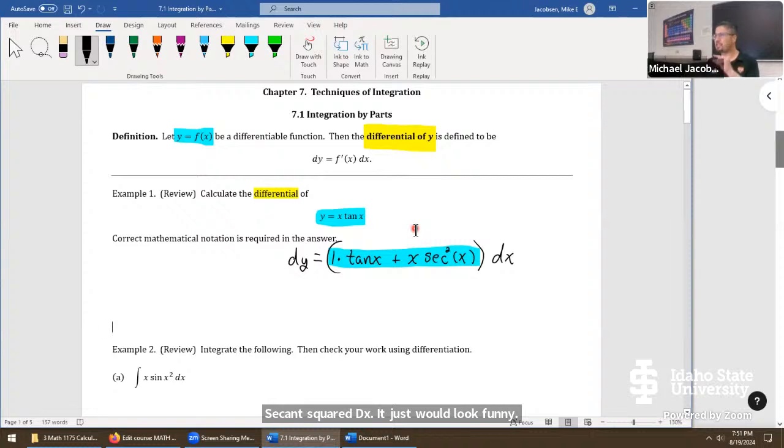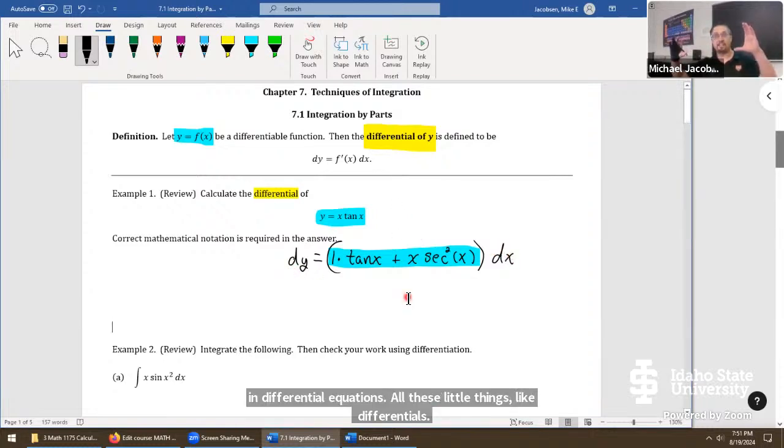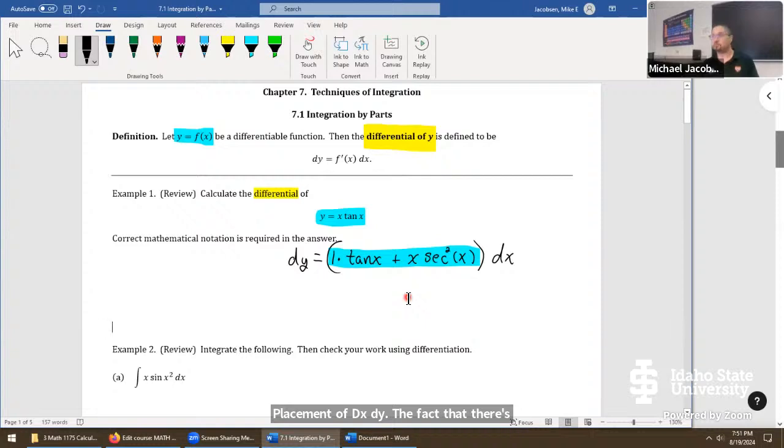These things seem like small issues, truly, until we get into differential equations in chapter 9. Suddenly in differential equations, all these little things like differentials, placement of dx, dy, the fact that there's parentheses, they really do matter. And so we'll make a big deal out of them as we are looking at these small minor issues. But I like what you said earlier, this is not even simplified.